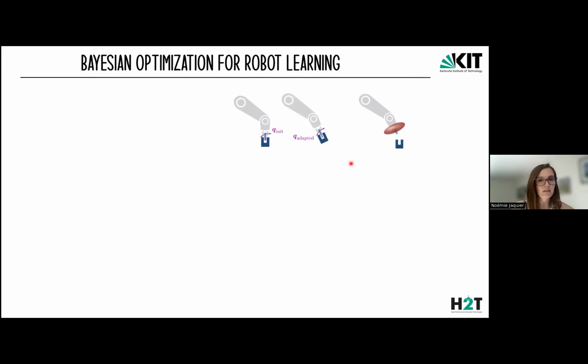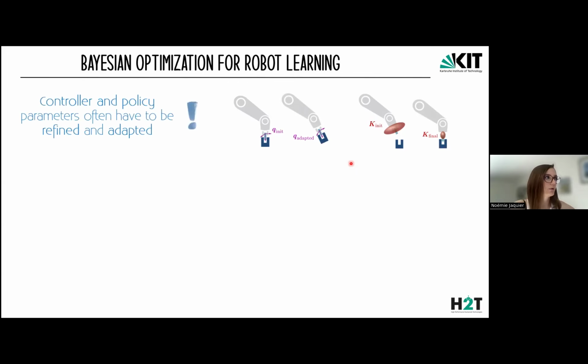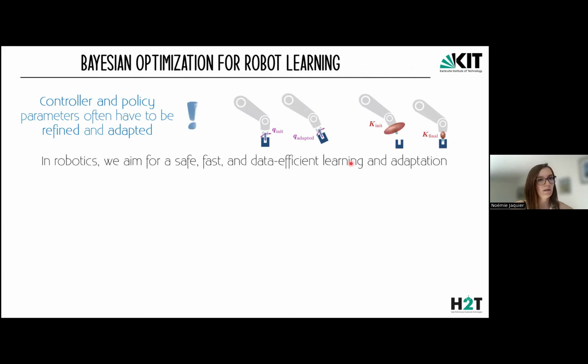In other tasks, control policies actually have to be adapted during the execution of the task. For instance, you may want a different stiffness when you are approaching the hole or when you are inserting. So controller policy parameters often have to be refined and adapted in robotics. Because we are working with real agents, we would like safe, fast, and data-efficient learning and adaptation. One algorithm that is well suited for that is Bayesian optimization.